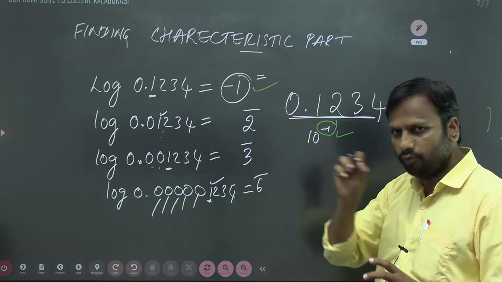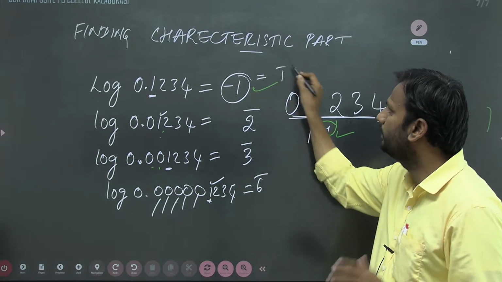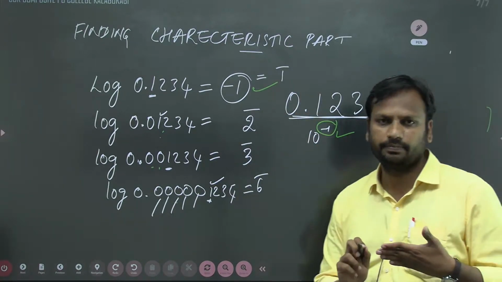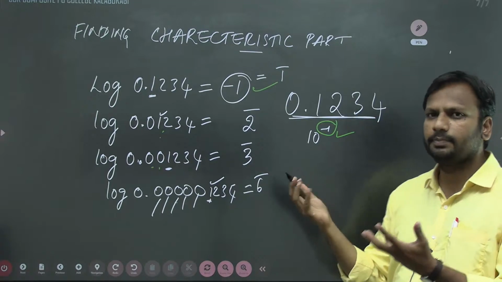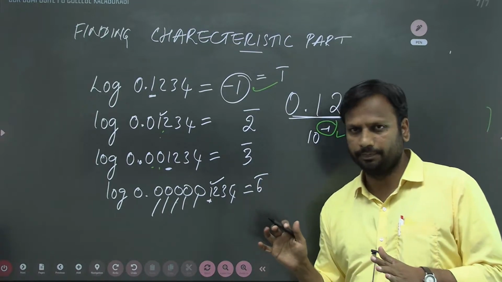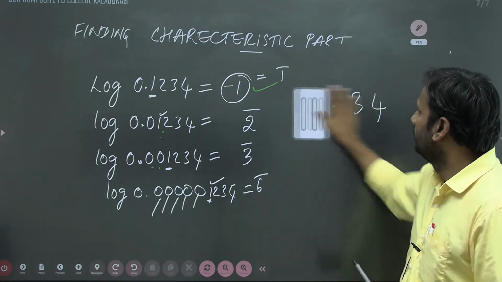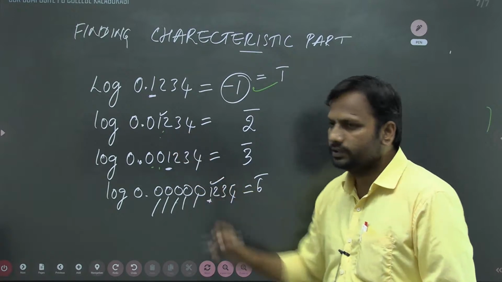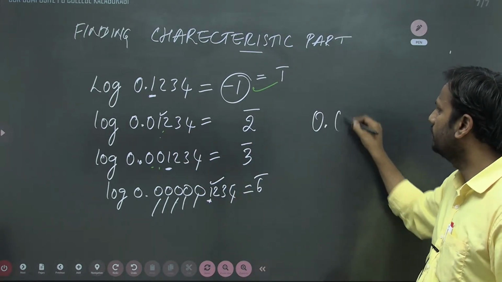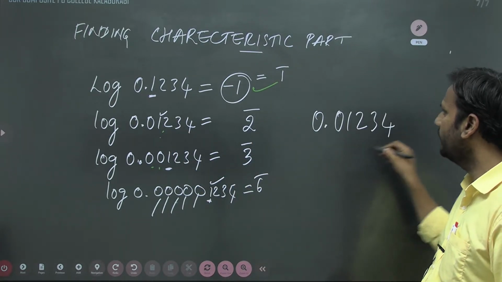So while writing, you should mention it like this: 1 bar. We should not write minus 1, because it is the procedure to write in this way only. Okay, next. Now you see, go for this one here. Second, 0.01234. How did we get this 2 bar?